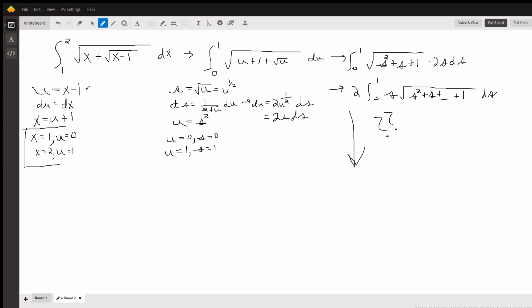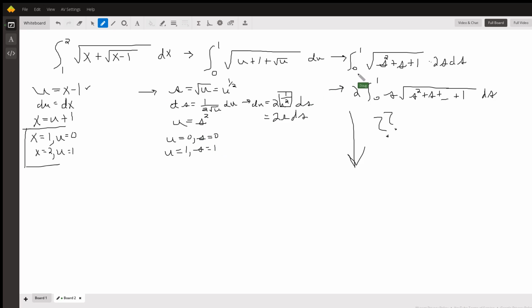And now we still have this inside radical. Let's try s equals the square root of u, which is u to the 1/2. So ds equals the derivative of u to the 1/2, which is 1 over 2 radical u. And that implies that du equals 2 u to the 1/2 ds. But this u to the 1/2, we've already seen right here, is s. So we've got 2s ds. And if we square both sides of this, we get u equals s squared. Limits of integration remain the same.